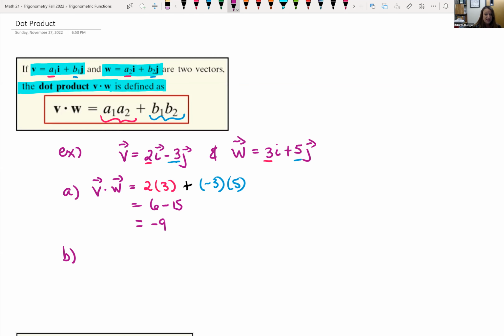You can see that it has a commutative property. If I switch those around and did W dot V, I would have the same horizontal components and the same vertical components, and so I would get back the same result. Now looking at V dot V, vector V dot vector V, we would have the same components, so it would be 2 times 2, plus, in this case, negative 3 times negative 3. This is equal to 4, and negative 3 times negative 3 is plus 9, which is 13.